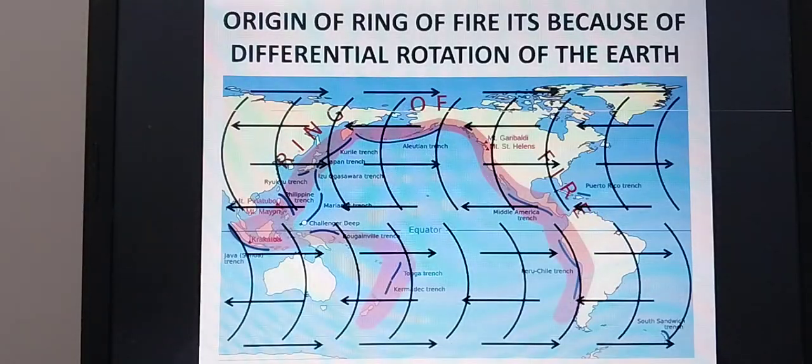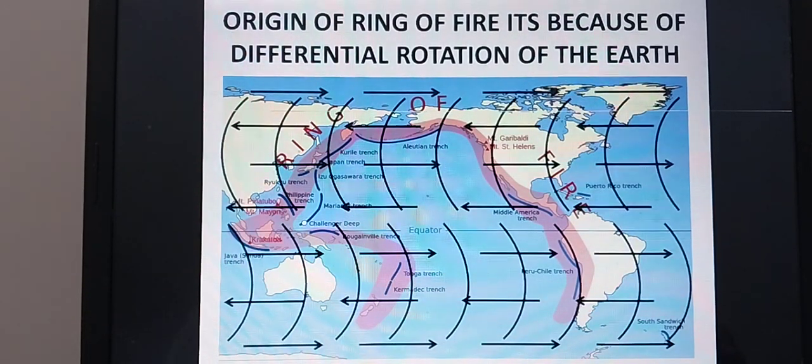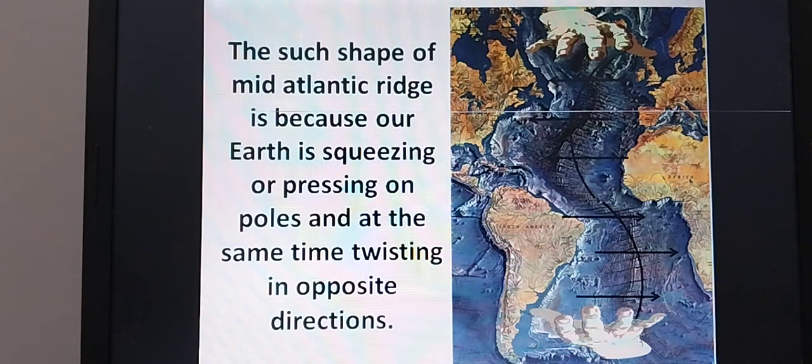Now, in the next, why so many earthquakes in the Ring of Fire? You can note the very high effect of differential rotation and twisting of the Earth in the northern and southern hemisphere. You can understand by long differential rotation. So such shape of the mid-Atlantic ridge is because of the Earth squeezing or pressing on the poles, at the same time twisting in the opposite direction.